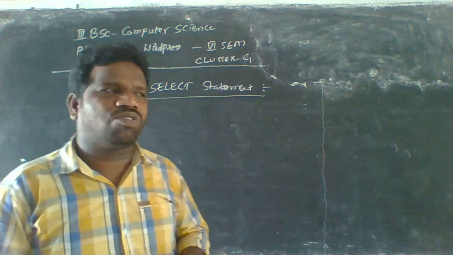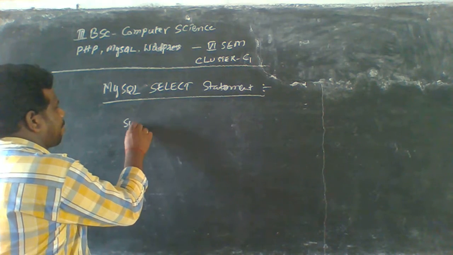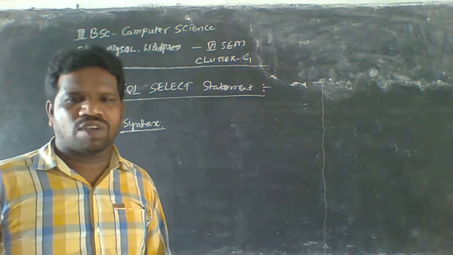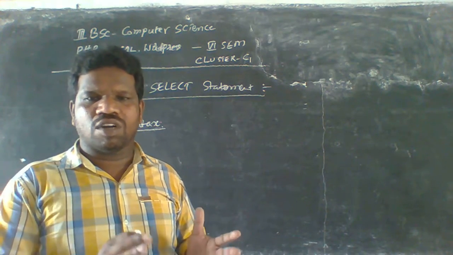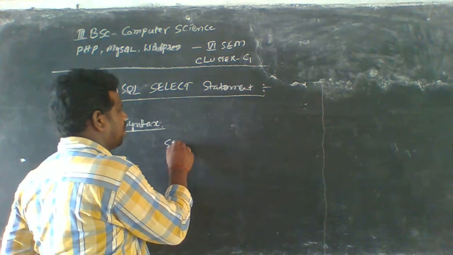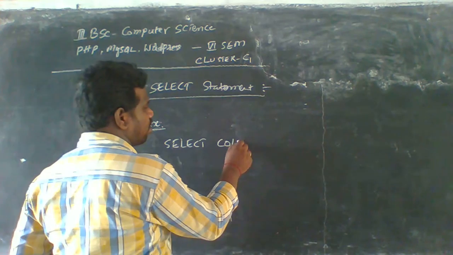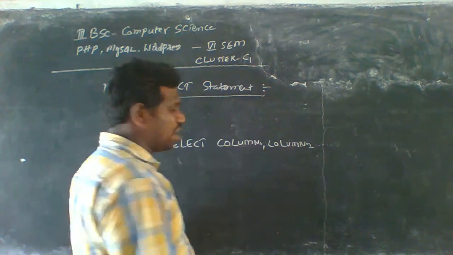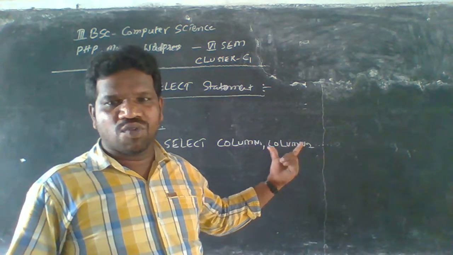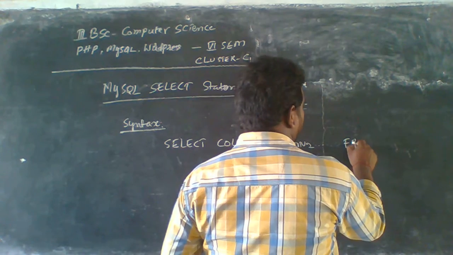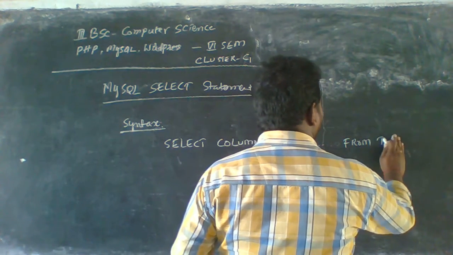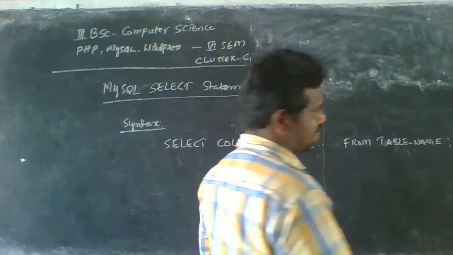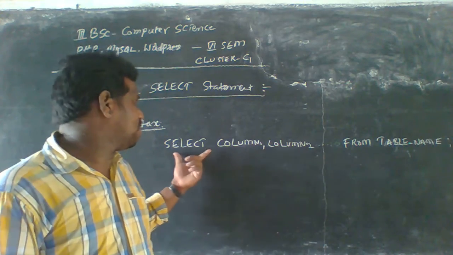The select syntax is also given here. We can use these words in either uppercase or lowercase. We have to use the columns here. SELECT column1, column2, and so on FROM table. Whatever columns we want returned, we write from the table name here. This is the syntax you use while selecting.